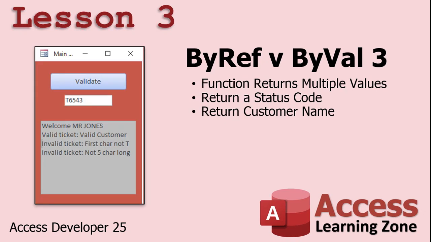In Lesson 3, we're continuing with ByRef and ByVal. We're going to learn how to use ByRef to have a function return multiple values. Up until now, functions have always returned one value, a boolean, a string, whatever. In this lesson, I'm going to show you how to have a function return multiple values. We're going to return whether or not a ticket is valid. That's the true false. Then we'll return a status code, like the first character is not a T, or whatever our validation rule happens to be. Then we'll also return a third value. We'll look up the customer's name and return that too. So this is really cool stuff.